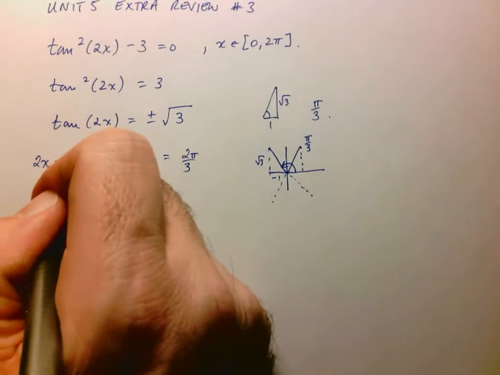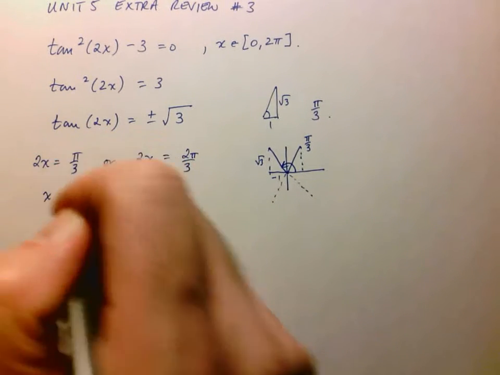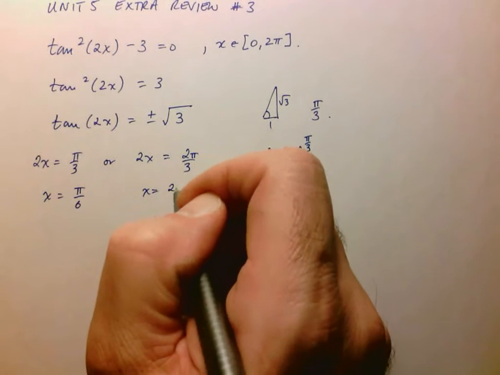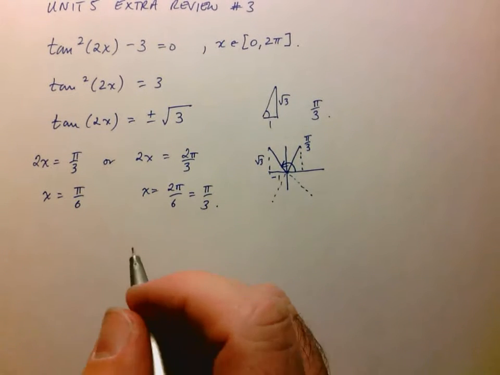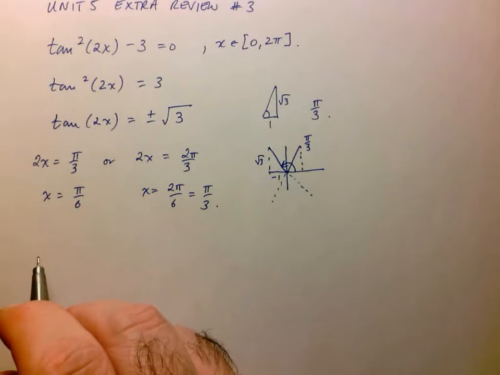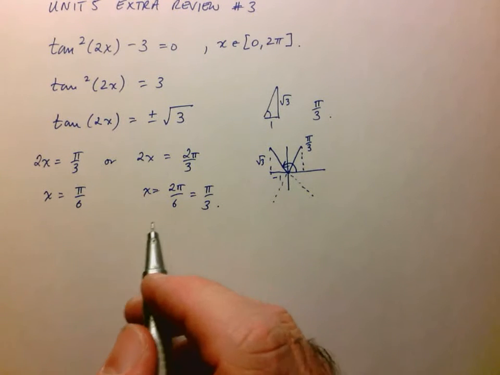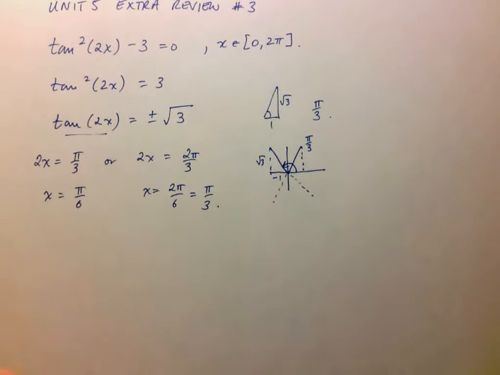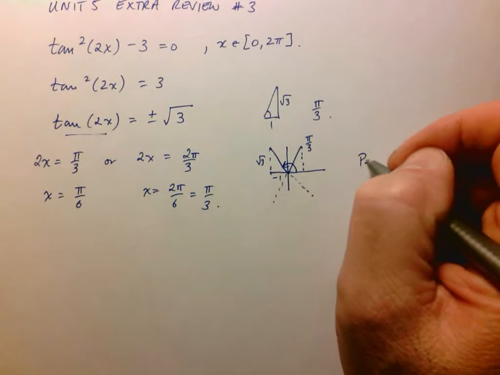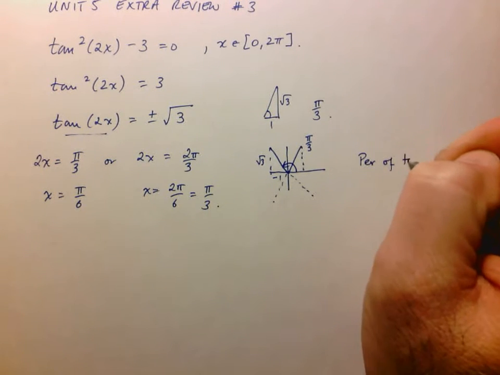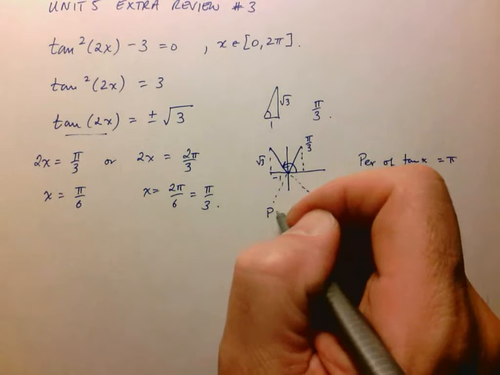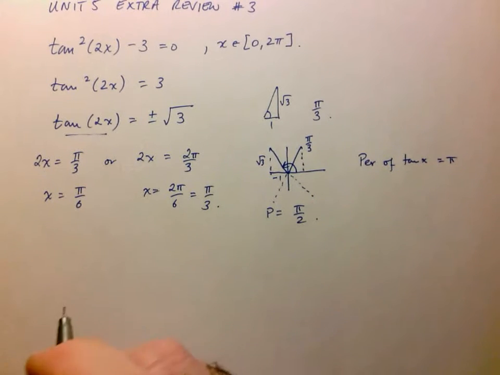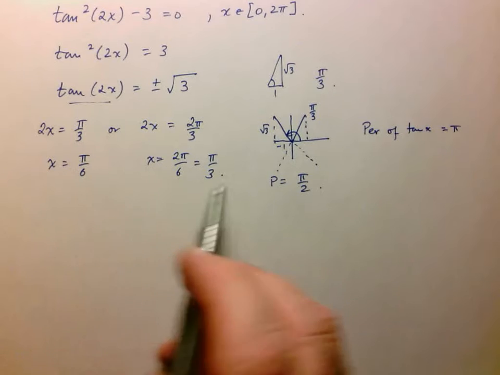Okay, so now let's solve for x. So x is pi over 6, bringing over the 2, and here x can be equal to 2 pi over 6, which is just equal to pi over 3. Okay, so these are my two possible answers, and now I can generate all the other answers by just adding the period of that trig ratio. But again, remember, the period of tan x is not 2 pi, it's pi. Okay, so the period of tan 2x is going to be pi over 2. Okay, so it's just a matter of adding pi over 2 to these here.